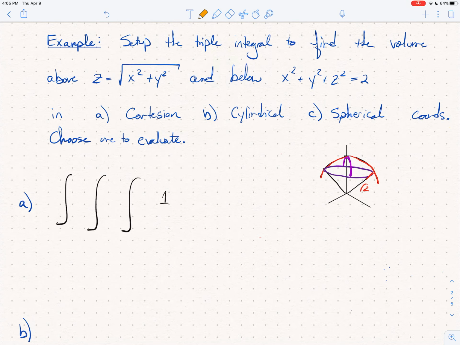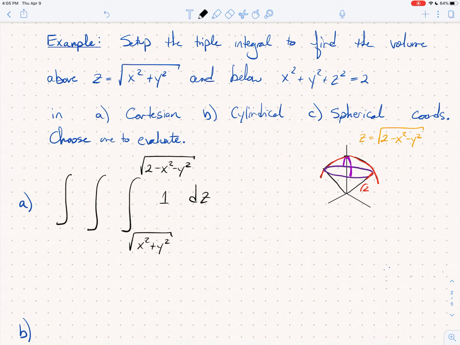I certainly can, actually. If I do that, solving this equation for z, I get z equals, I'm going to take the positive square root, the square root of 2 minus x squared minus y squared. And so now I know that I'm going to go ahead and write a dz down. Z is going from the cone, which was z equals the square root of x squared plus y squared, up to the top half of the sphere, which is the square root of 2 minus x squared minus y squared.